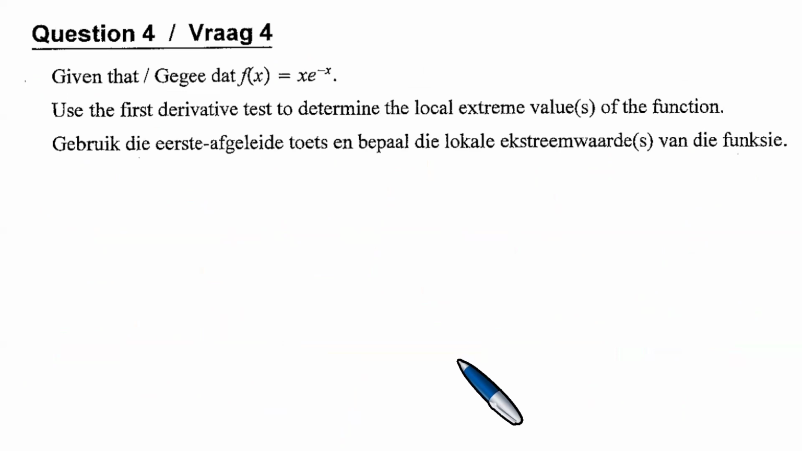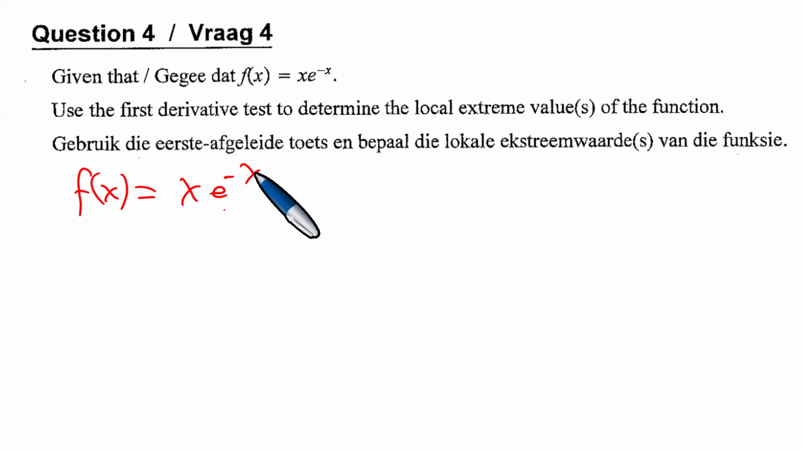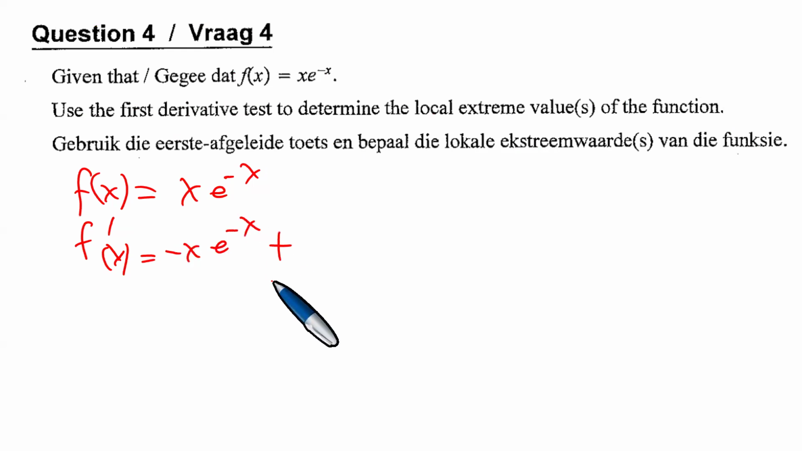Given that f at x is that one, use the first derivative test to determine the local extreme values of the function. So now you'd have to say f of x is x e to the power minus x. What is the derivative of this one? Atahan, what do you think? Negative x e to the power negative x plus e to the power negative x. Well done. This is exactly what we're getting, but we can pull out a common factor.